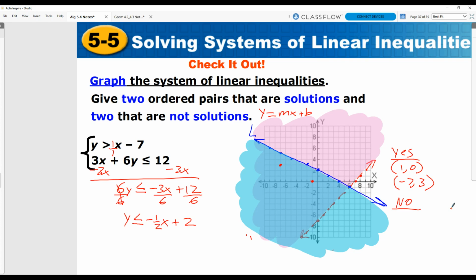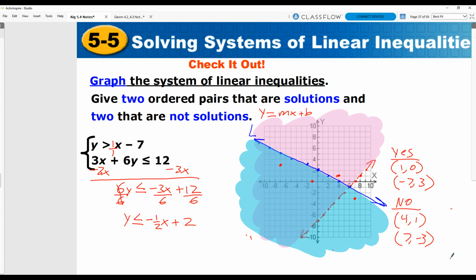Let's take a look at ones that wouldn't work. So this guy is one that doesn't work. And we could go with this one down here for another one that's not going to work. All right, so let's name those 2. We have (4, 1), and another one here, (7, -3). All right, perfect. We got that one solved. We got it graphed, and we found 2 that are solutions and 2 that are not solutions.